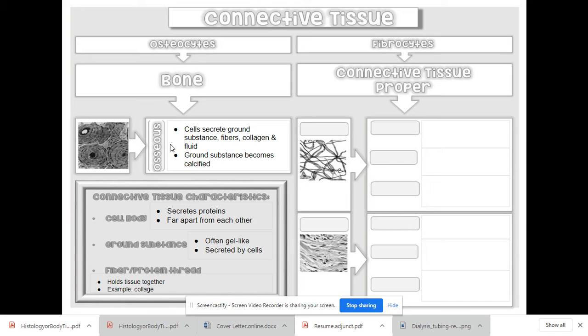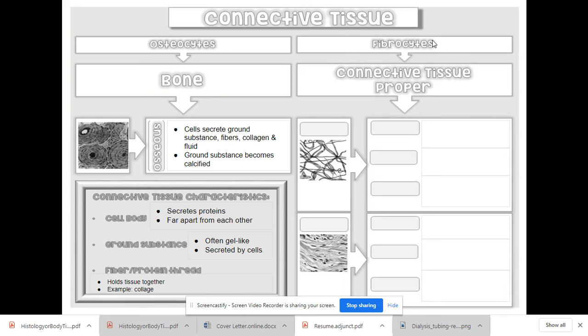The cells secrete ground substance, fibers, collagen, and fluid. And this ground substance will become calcified, which means it's like calcium. That's the hard substance, the mineral that makes up your bones and makes it so hard. And so the type of fibers they have make the bone very strong and also very flexible. If you ever watch videos, slow-mo, of people getting hurt and falling, they don't always break a bone, but it looks like they almost could break a bone. That's because of the flexibility of the osseous tissue.